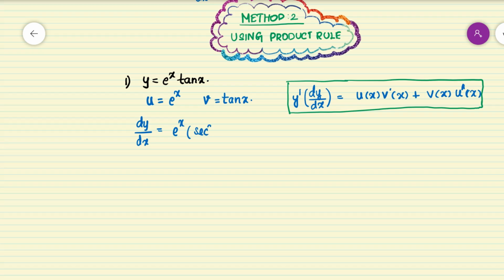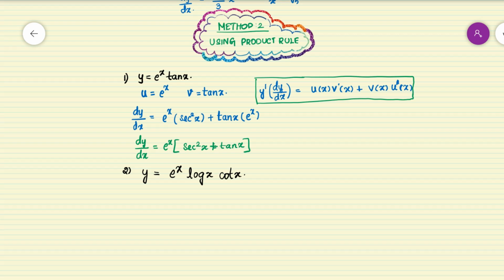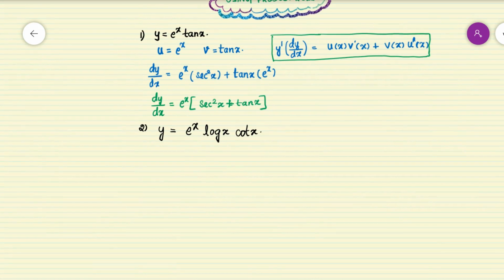So dy by dx is equal to e power x into tan x. When you differentiate, it will be secant square x, plus v is tan x, and when you differentiate e power x, it is e power x. Now just take e power x as common. This is the final answer.